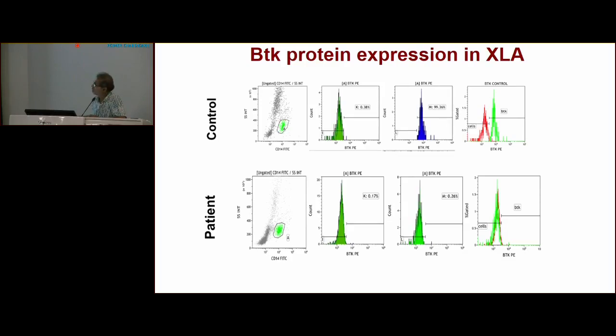So you gated the monocytes in the control and you see there is an expression of BTK protein there, whereas in the patient, this is the overlay, there's hardly any expression. So even before doing a gene sequencing, you could still say that this boy who has absent immunoglobulins, suffering from recurrent infections with no B cells, pan-hypogammaglobulinemia, is a case of X-linked agammaglobulinemia.